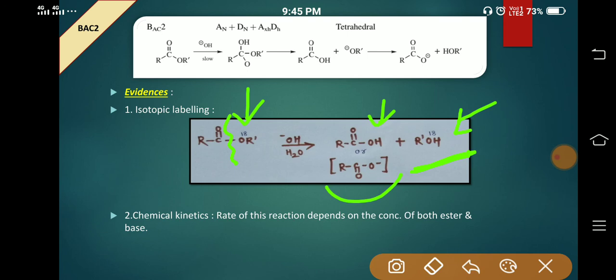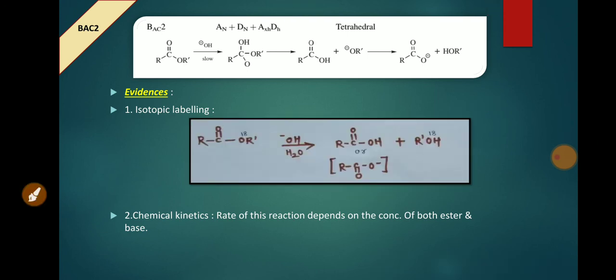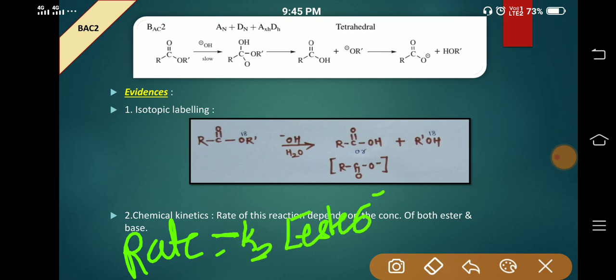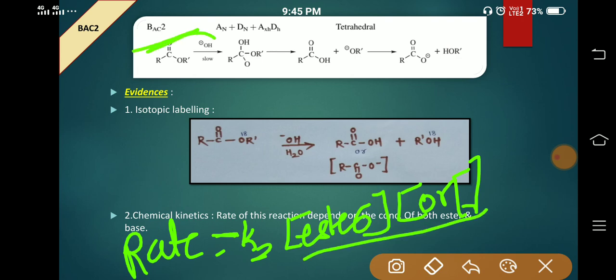The second evidence is chemical kinetics. Kinetically, the rate of this reaction depends on the concentration of both ester and base. That is, both ester and base are involved. Therefore, rate equals k times the ester concentration times the hydroxide ion, that is base, concentration, indicating it is a bimolecular reaction.